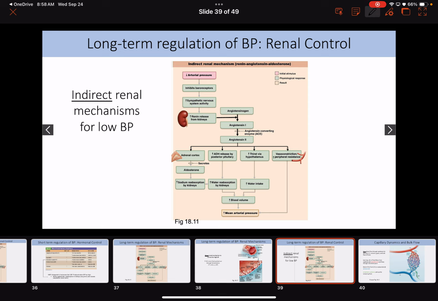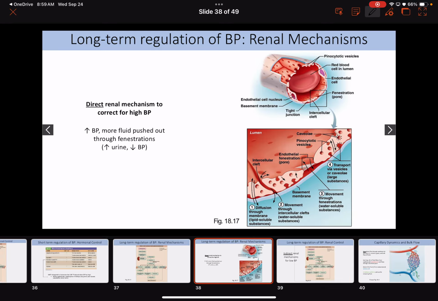Indirect mechanisms for low blood pressure include this pathway we just talked about. Renin is released from the kidneys, and then that causes these conversions to angiotensin 1, angiotensin 2, and then that triggers all these different pathways that will eventually increase blood pressure back to normal. So these are indirect renal mechanisms for low blood pressure. What it means by indirect is that renin gets released, but we don't see the effects of that until way later in this pathway. So it's not the kidneys directly fixing this, but it starts off the process of increasing that blood pressure. Does that make sense?